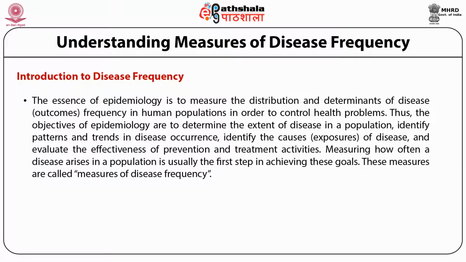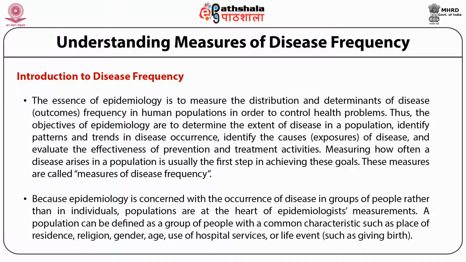Thus, the objectives of epidemiology are to determine the extent of disease in a population, identify patterns and trends of disease occurrence, identify the causes or exposures of disease, and evaluate the effectiveness of prevention and treatment activities. Measuring how often a disease arises in a population is usually the first step in achieving these goals. These measures are called measures of disease frequency.